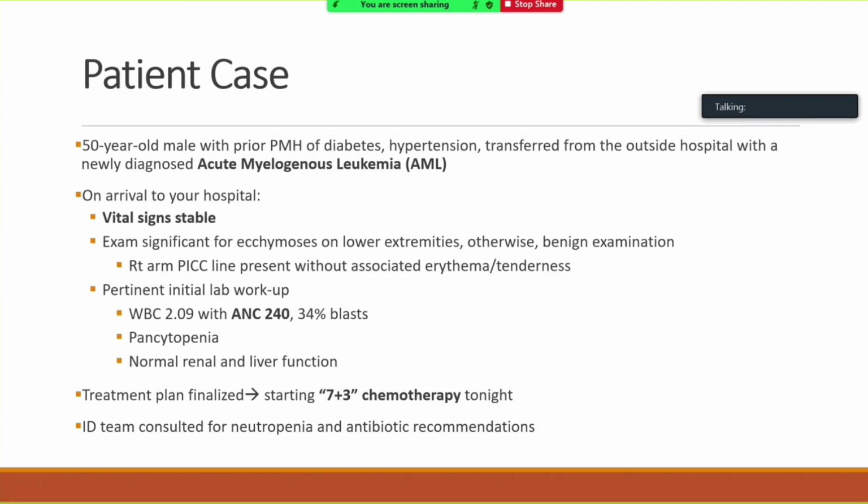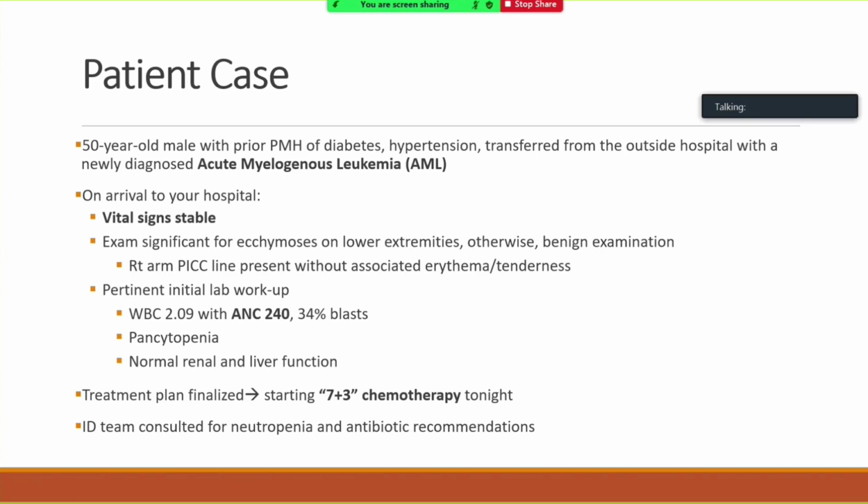So on arrival, you see that vital signs are stable, and his exam is relatively benign as well, except some ecchymosis. He already has a right arm PICC in place. Then you go look at his labs, you see that he is already neutropenic from his underlying leukemia. His ANC is 240. There are 34% blasts present for the remainder of the white blood cell count. So there is a pancytopenia throughout, and he has normal renal and liver function. Then you go and look at the hematology team note, and that states that he's about to start 7+3 chemotherapy. And ID is consulted for neutropenia and antibiotic recommendations, or impending neutropenia.